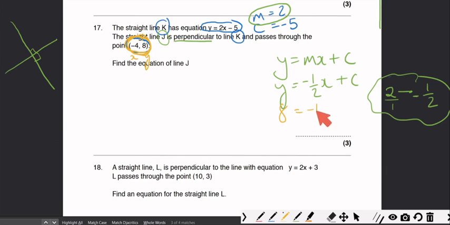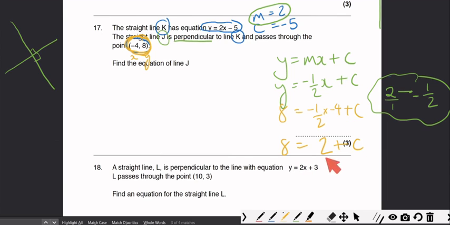That stays the same for now. x is what? x is negative 4. So that's going to be times by negative 4, and that's just plus c. Right, let's just simplify this. That's 8. Negative half times negative 4. Two negatives make a positive. Half times 4 is 2. 4 divided by 2 is 2, right? So that just becomes 2 plus c.